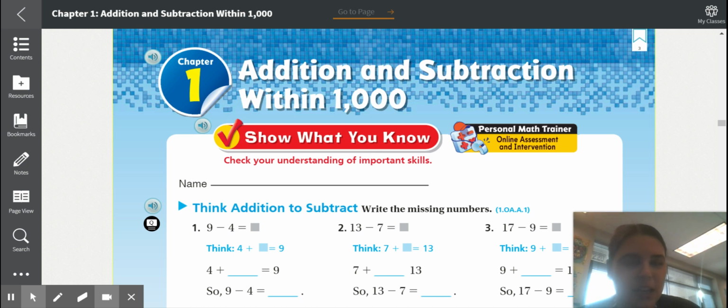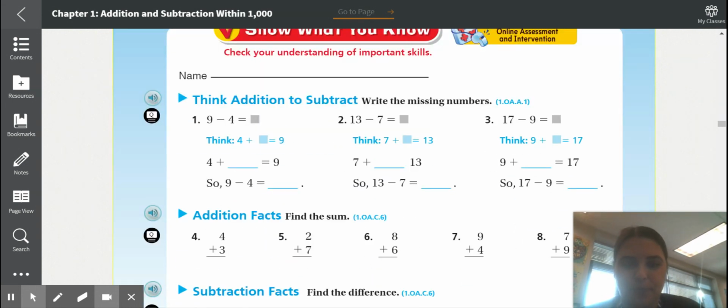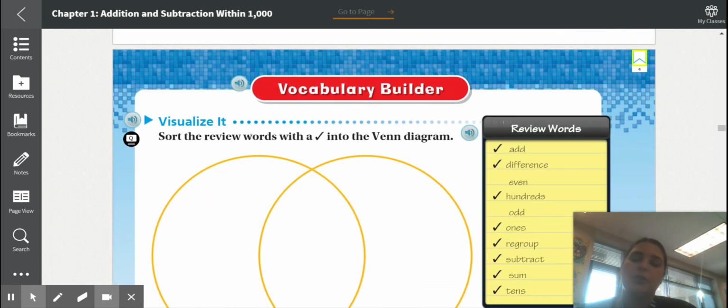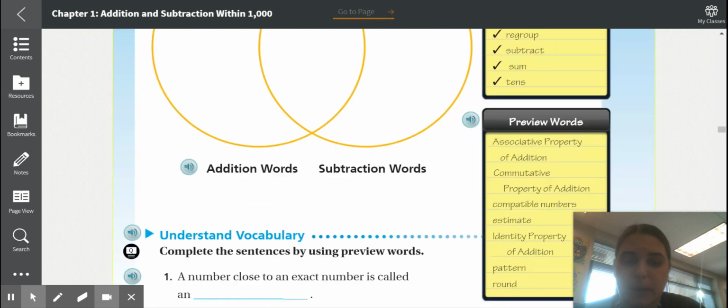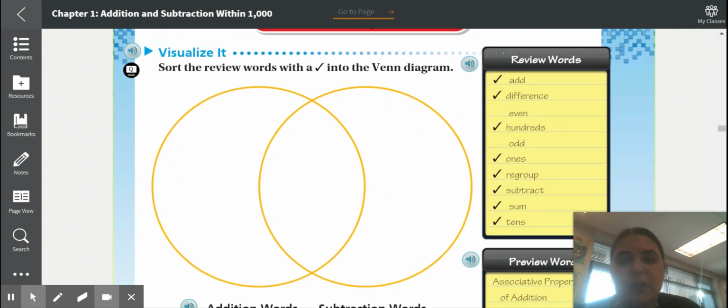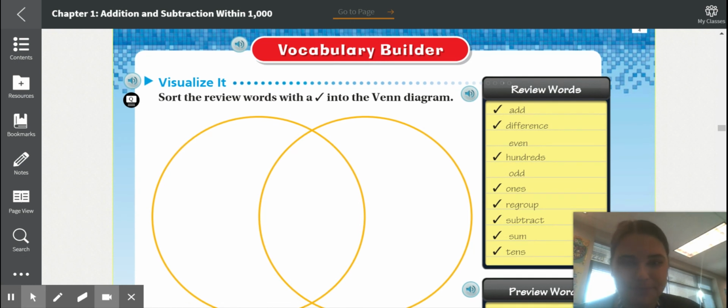Hi, third grade. Today we're going to get started on chapter 1. So would you please take out your math pages that you were given in your backpack? And I want you to turn to the second page, that is page 4. We are going to start on the vocabulary.